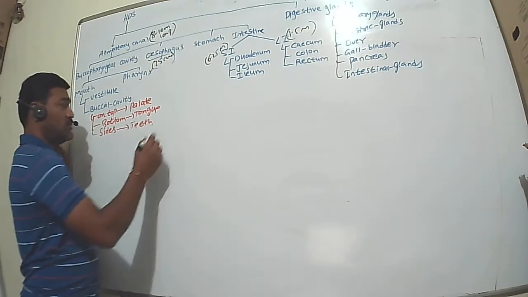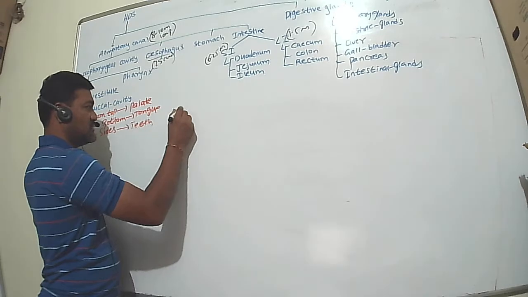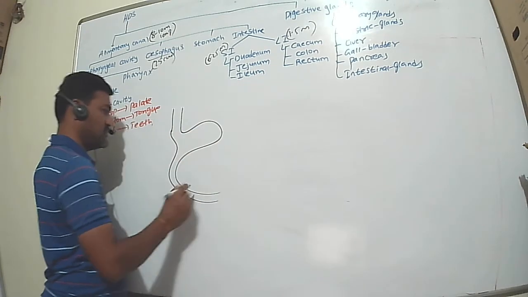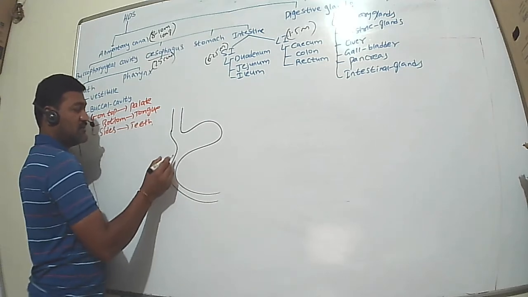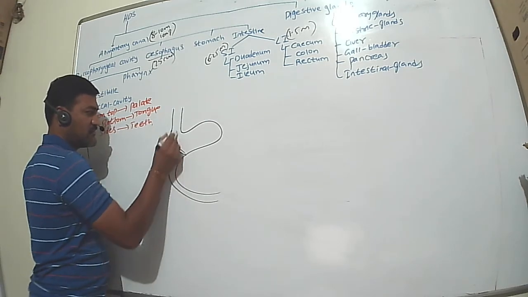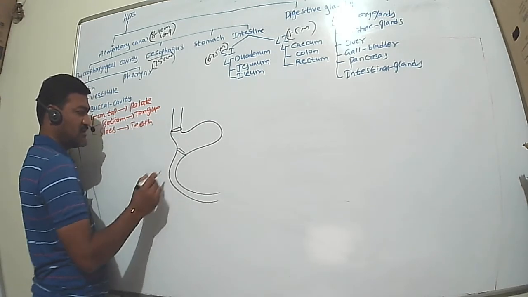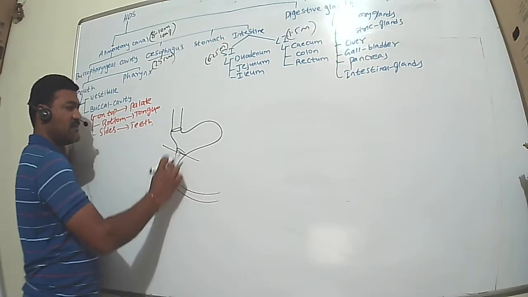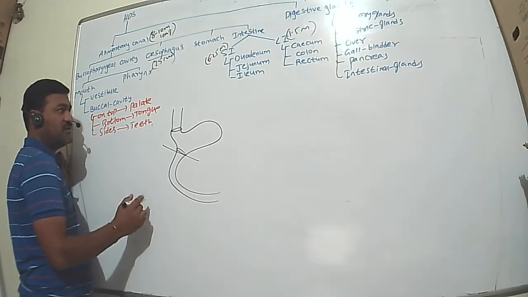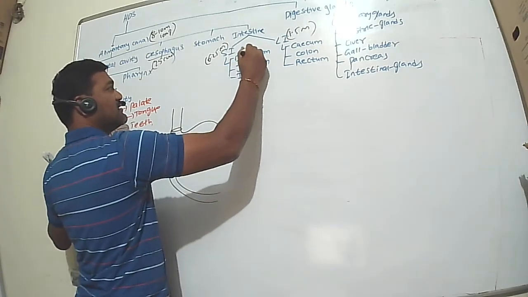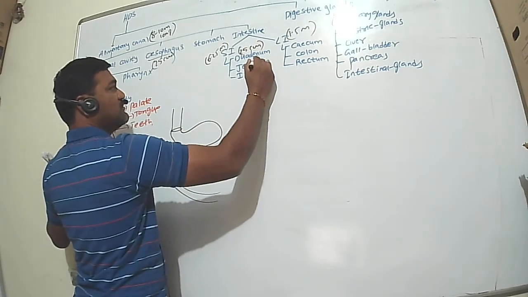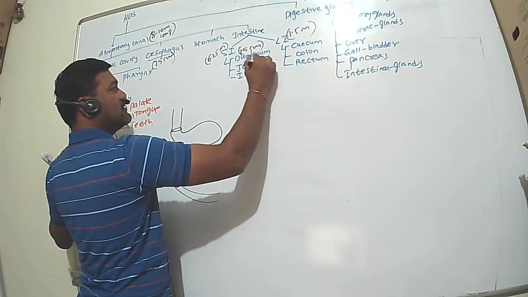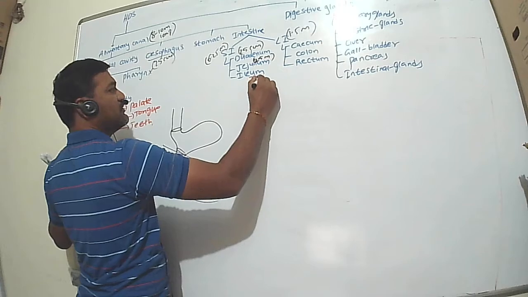Let's look once again. This is the esophagus, and this is the stomach. The pyloric sphincter will enter into a C-shaped part, the first part of the small intestine, which is the duodenum. Duodenum is about 25 centimeters long. Jejunum is about 2.5 meters long, and the ileum is 3.5 meters long.